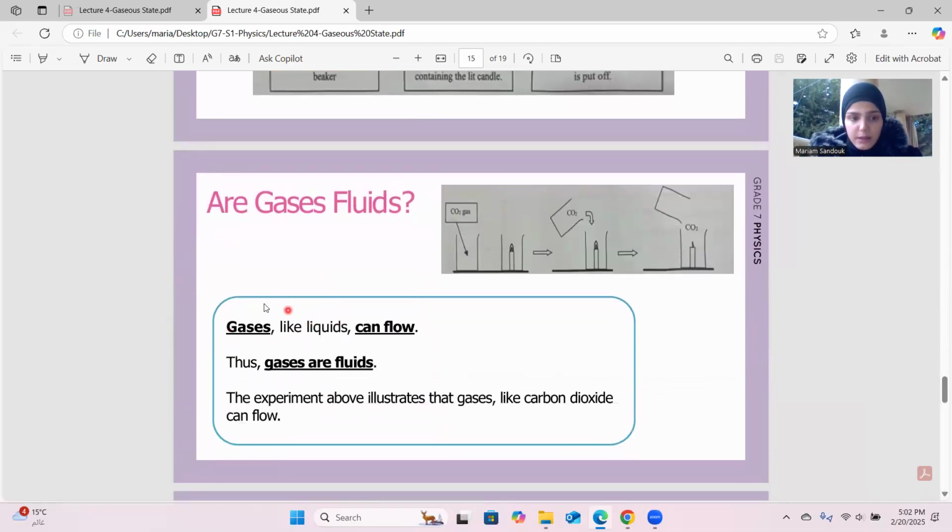So this is it. Gases, like liquids, can flow. Thus gases are fluids. So if something can flow, it's a fluid. So gases can flow and they are fluids. And the experiment we did above illustrates that carbon dioxide is a gas and like all gases, it can flow.